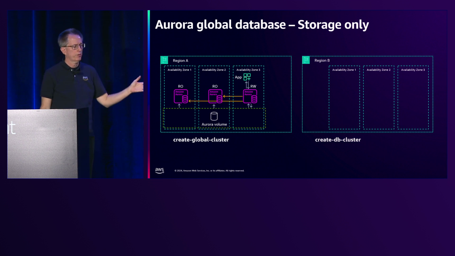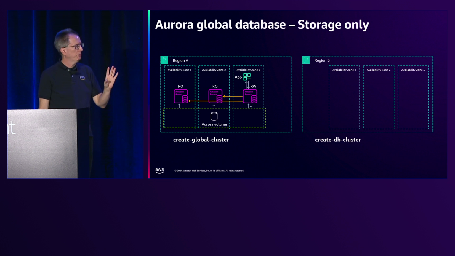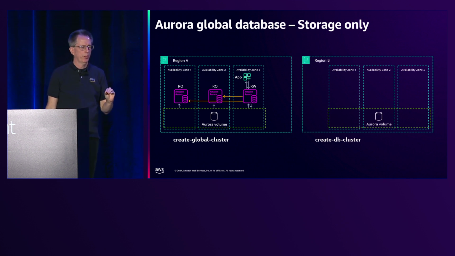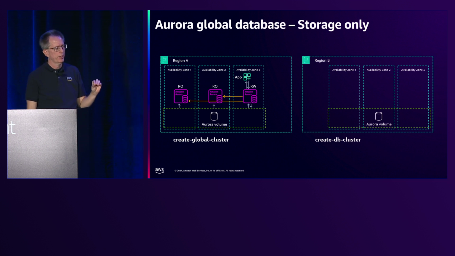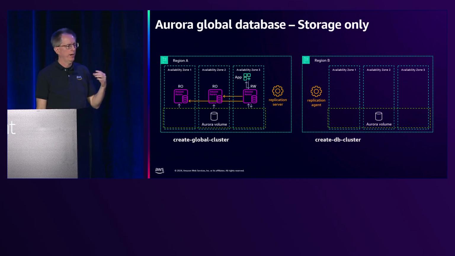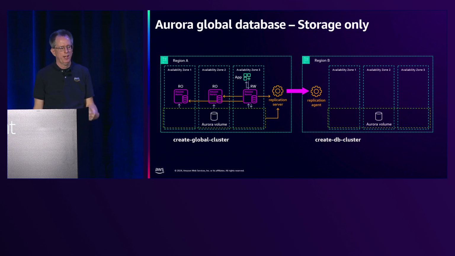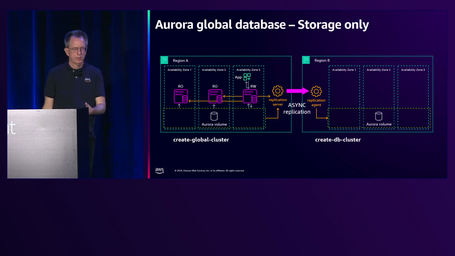And then you just do a create DB cluster in the second region, and now you're going to have storage in that region. And this is one of the special things about Aurora: it's storage-based replication. So we don't need instances in the second region. What we do behind the scenes is we set up a replication server and agent, and then we start replicating from the current system to that server, then over to the agent, and then into the storage.